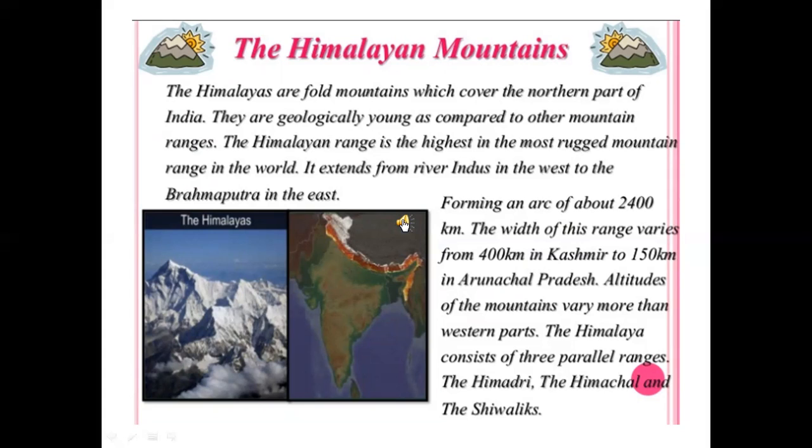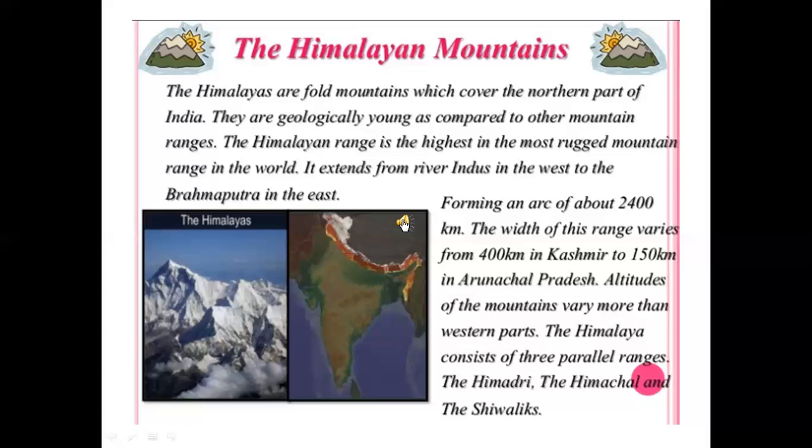The Himalayas represent the loftiest and one of the most rugged mountain barriers of the world. They form an arc which covers a distance of about 2,400 kilometers. Their width varies from 400 kilometers in Kashmir to 150 kilometers in Arunachal Pradesh. The altitudinal variations are greater in the eastern half than those in the western half.